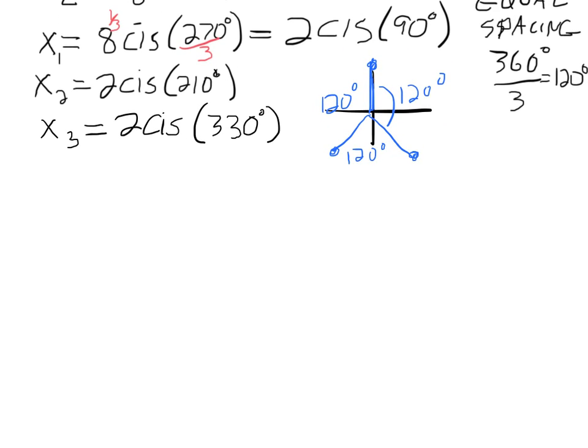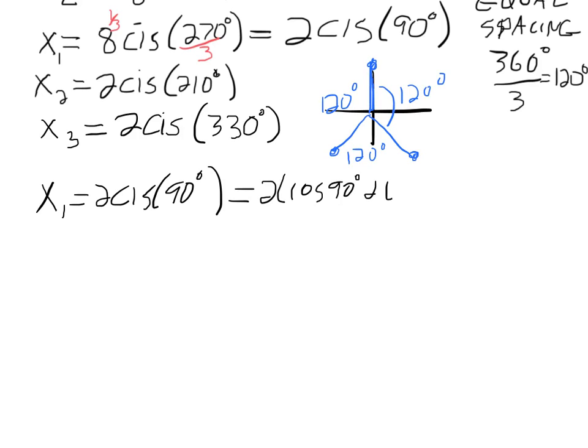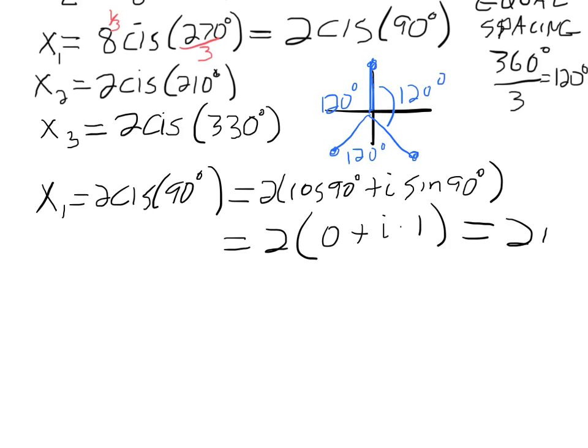So x1 equaling 2 CIS 90 degrees is really 2 times cosine 90 degrees plus I sine 90 degrees. And this simplifies to be 2 times, cosine is 0, plus I, and sine is 1. That is just 2I. First answer.